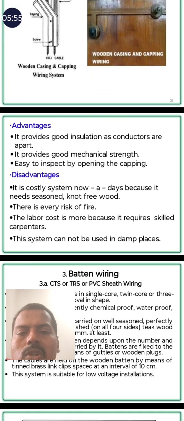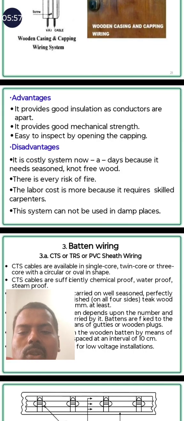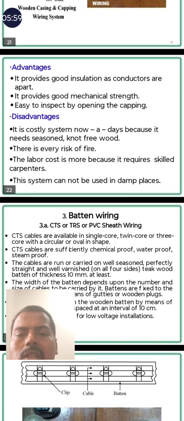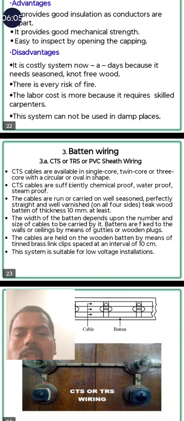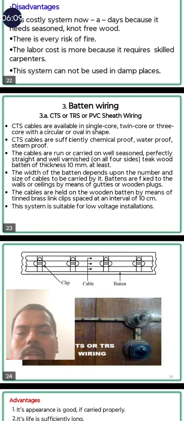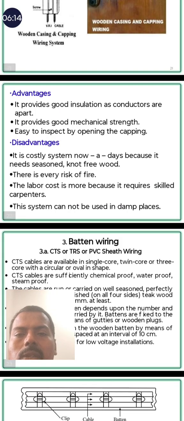The advantages are good insulation of the conductor and good mechanical strength. The disadvantage is that it is a costly system, because it needs seasoned, non-free wood, and it is even risky for fire. The labor cost is more. The system cannot be used in damp places. So these are the wiring types.